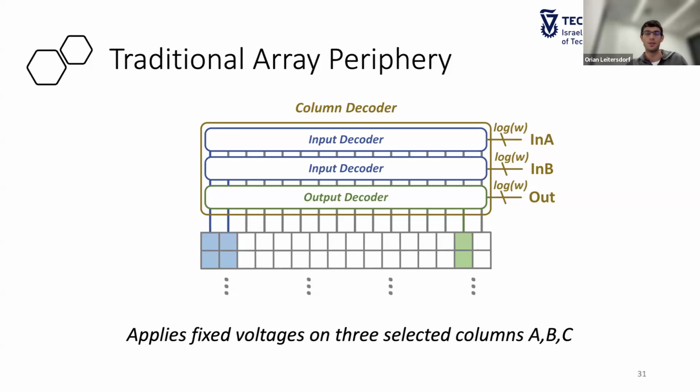We take this column decoder. It's going to consist of 3 decoders inside. Each one of them gets an address of log W bits, W being the number of columns that we have, and then it's going to apply a fixed voltage at that address. So if we want to perform a NOR between the first two columns to the second to last column, like we see here, we simply give the addresses of these three columns.